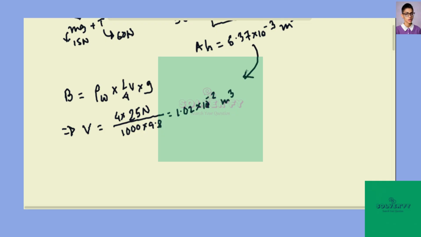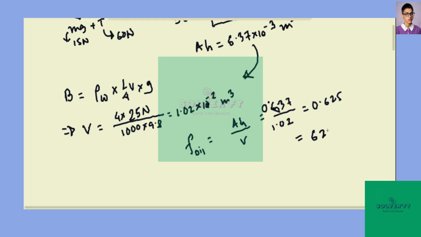So comparing these two values, the fraction that is inside oil is Ah divided by V equals 0.637 divided by 1.02 equals 0.625, or 62.5%.